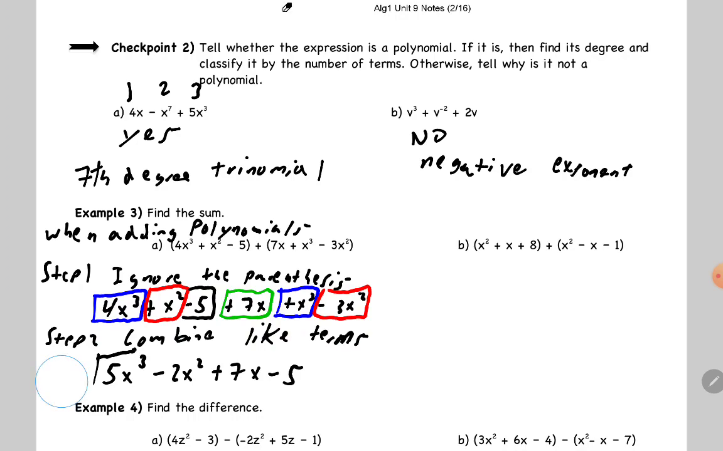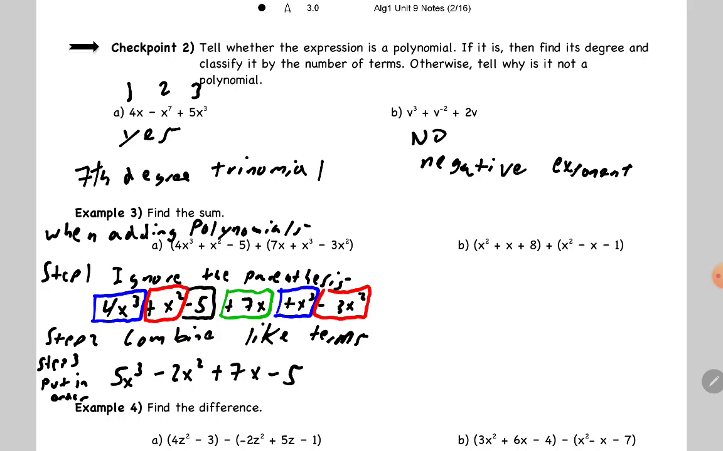Well, I guess there would be a step 3, but I already did it. But step 3 would be to make sure they're in order. Put in order. So highest exponent first, and then second lowest, then x, then finally your constant, no x. Okay, let's do another one.